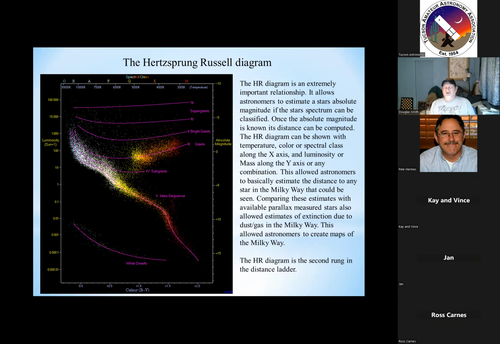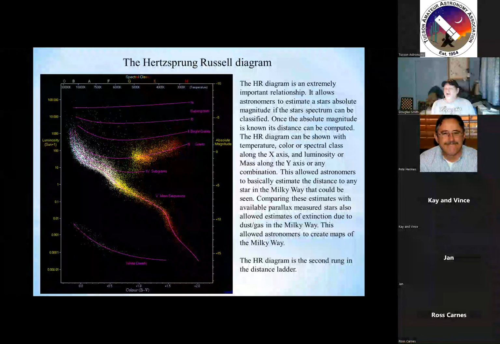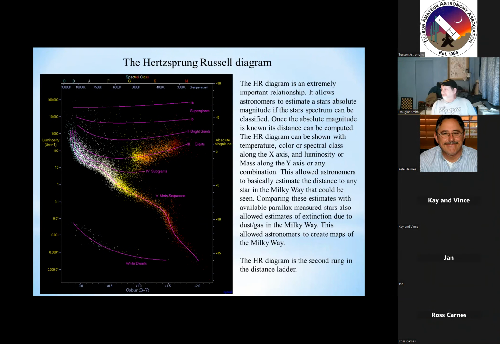This relationship allowed astronomers to basically map the Milky Way, because now they can look at stars all the way to the edge of the Milky Way, determine distances, determine where they are at various distances, and basically we can create a map of the Milky Way.